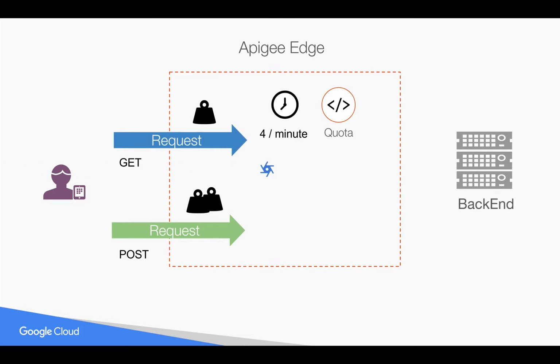For example, with this 4 per minute, you can ideally send 4 GET calls or 2 POST calls, or a mix and match of both, where the total count will be 4 per minute. Let's see how we can achieve this in the Apigee Edge Quota policy.